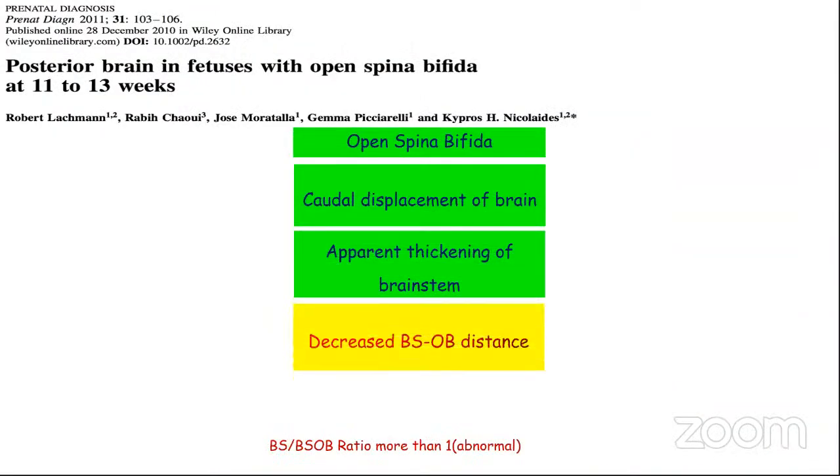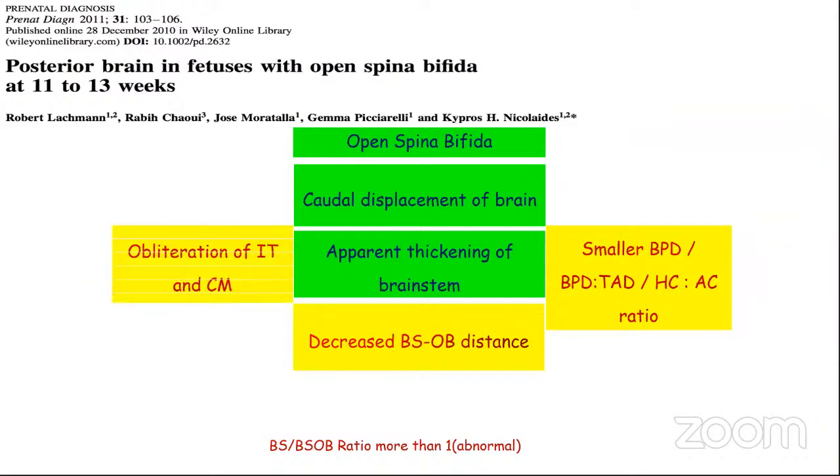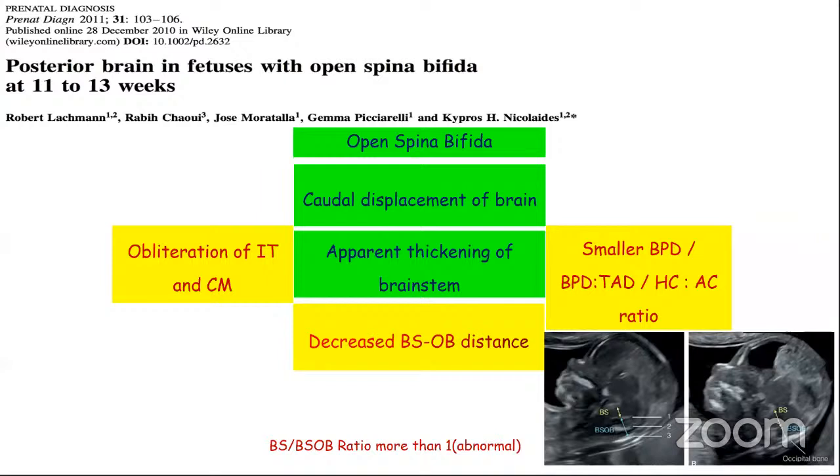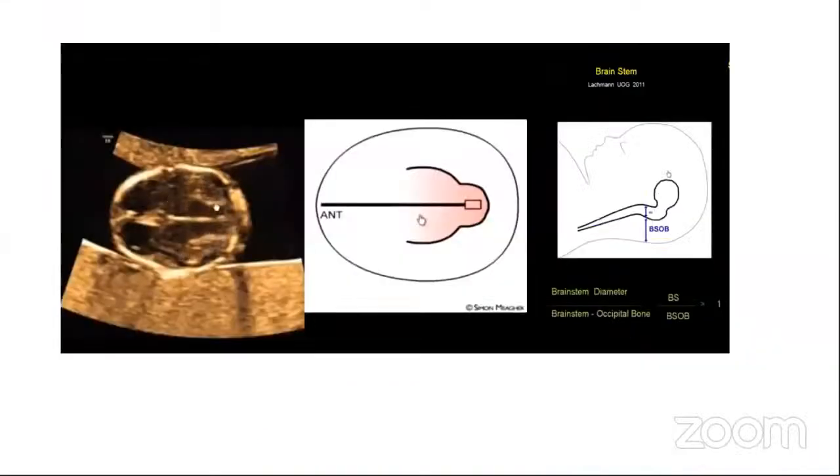So what happens in an open spina bifida is that there is caudal displacement of the brain and apparent thickening of the brainstem. So the BPD is small. The brainstem to occipital bone distance, the BSOB ratio, is more than 1. And there is obliteration of the intracranial translucency, as I have explained. Now, we'll have a look at how this happens.